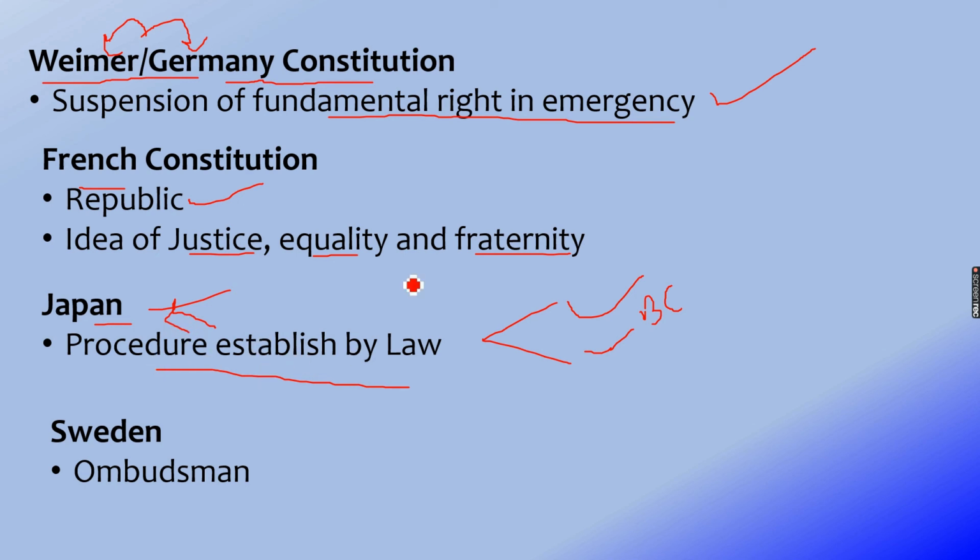Please do not confuse between all three of them. All three are different. Procedure established by law is the law on which the Supreme Court runs. And from Sweden we have borrowed the concept of ombudsman.